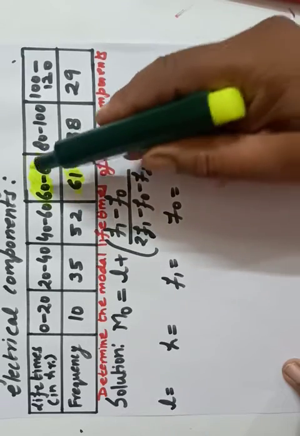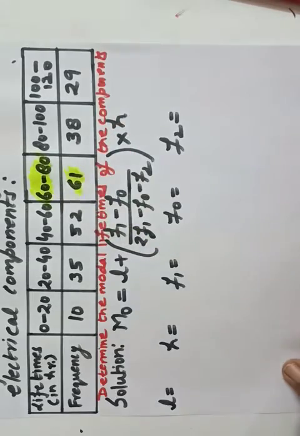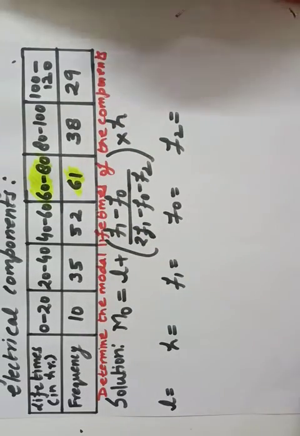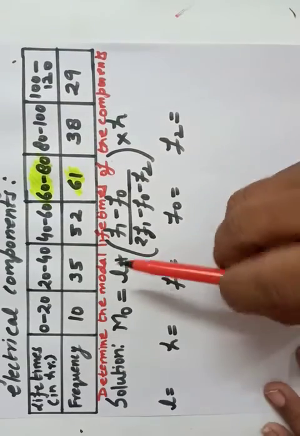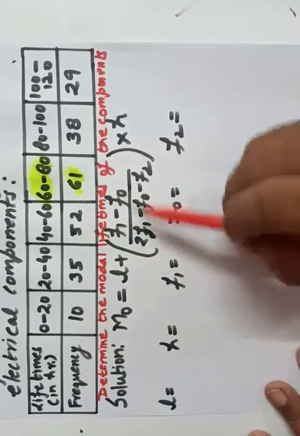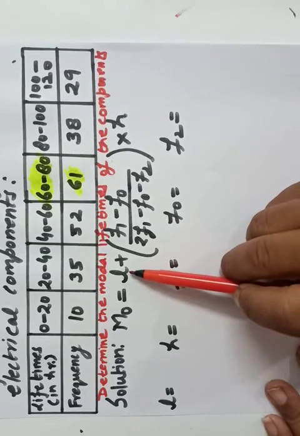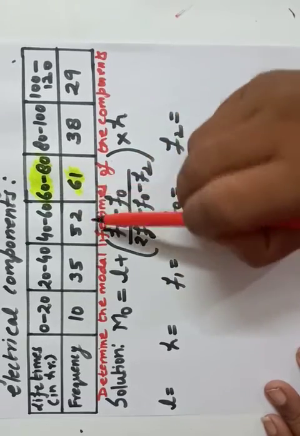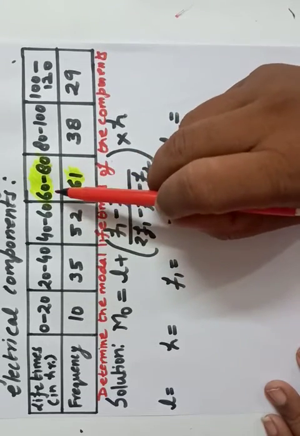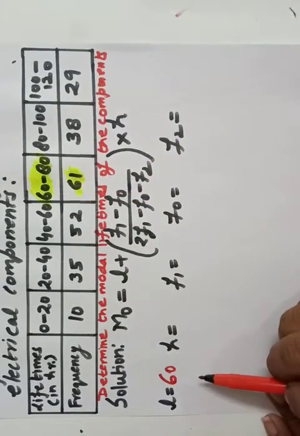Yes, the class having the maximum frequency will become the modal class. So what is the importance of this modal class? We need to take the lower limit of the modal class for the formula to calculate the mode. Now we can see what the requirements for our formula are. L is the lower limit of the modal class. We have already found it after seeing the maximum frequency, that is 60. So we can write here 60. 60 is the lower limit.